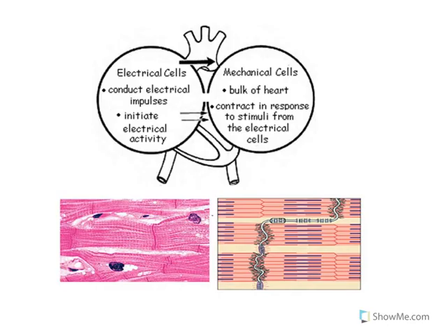So first, the majority of your heart is composed of cardiac muscle cells. Those are your mechanical cells. They contract to create pressures to open up valves and get blood moving. But we have these electrical cells that don't contract. They're non-contractile, but their job is to initiate electrical activity, and then you need to conduct those electrical impulses through the heart.